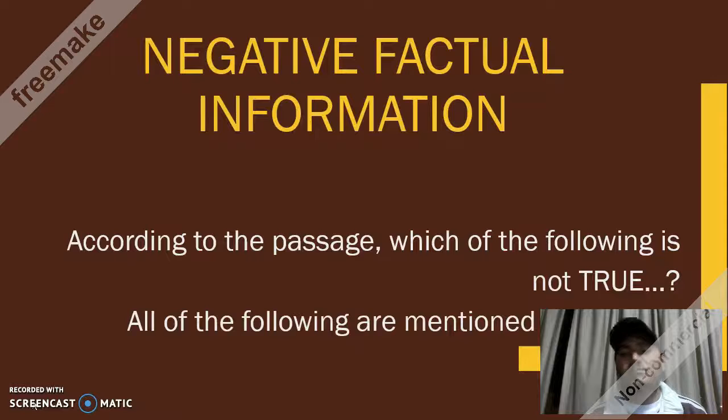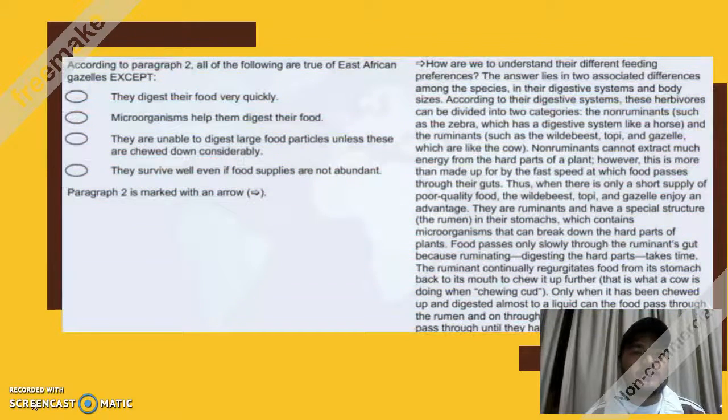No, the information is already there, so you don't have to guess anything. Here is an example for a negative factual information question. According to paragraph 2, all of the following are true of East African gazelle except. So this word always is going to be in capital letters: not true and except.